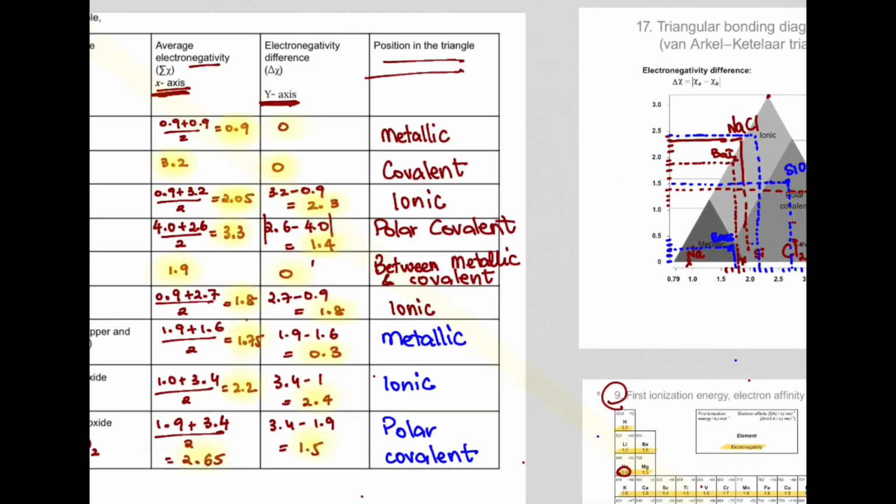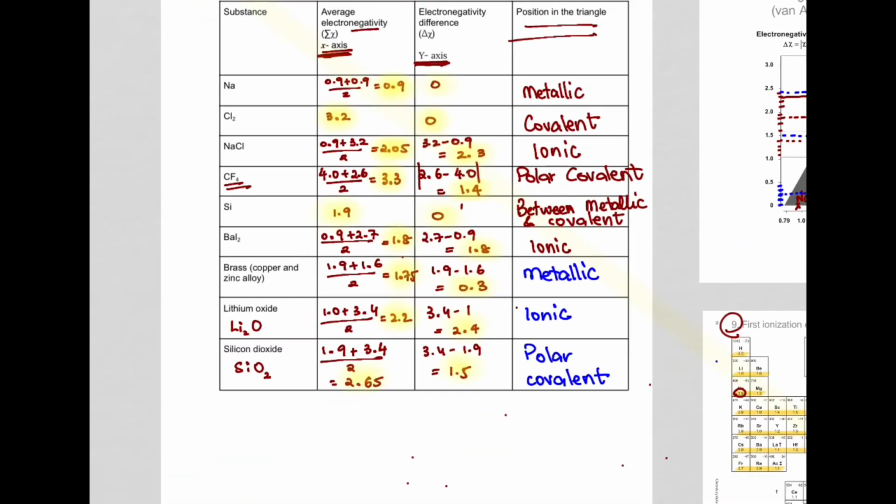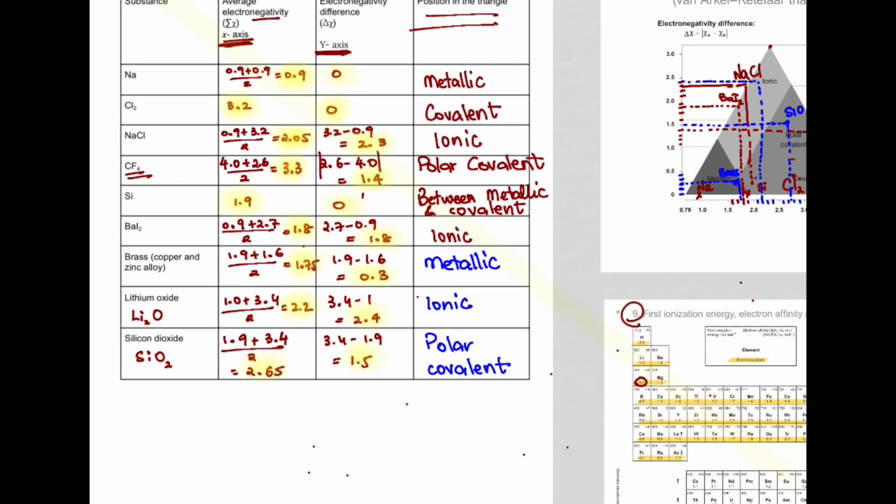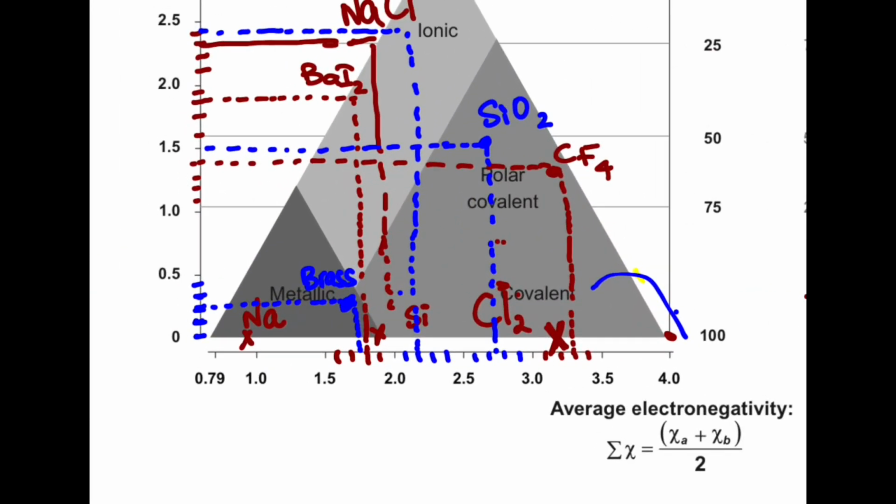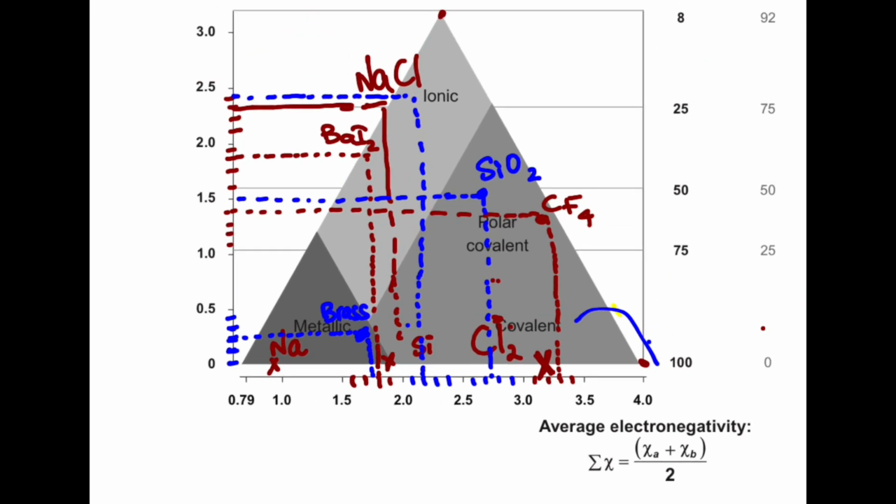So for example, if I do lithium oxide, Li2O, so 2.2 on the x-axis, 2.4 on the y-axis. So 2.2 here and 2.4 here, so I know that it's here.